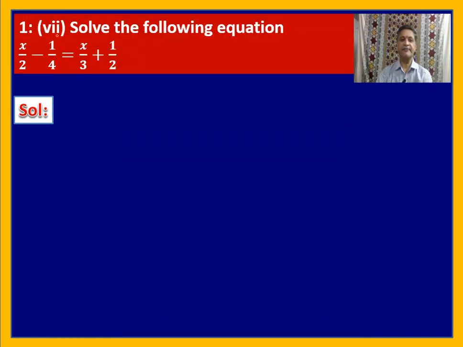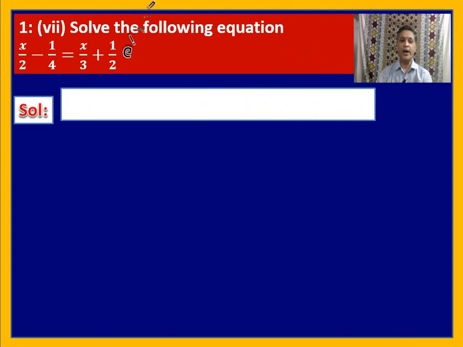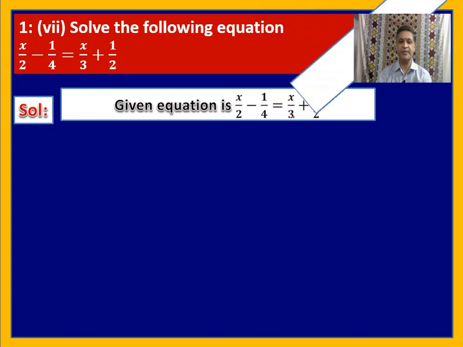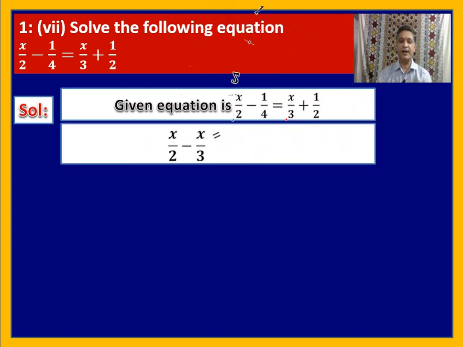The next Roman, 7th Roman in first problem. Solve the following equation. x by 2 minus 1 by 4 is equal to x by 3 plus 1 by 2. Here one variable is on the left side and one variable on the right side. So two variables on both sides, this type of equation. So take LCM for the left side and the right side, or you can change this variable to the left side and the constant to the right side. Here I am taking variables to the left side and constants to the right side. So x by 2 minus x by 3 is equal to 1 by 2 plus 1 by 4.